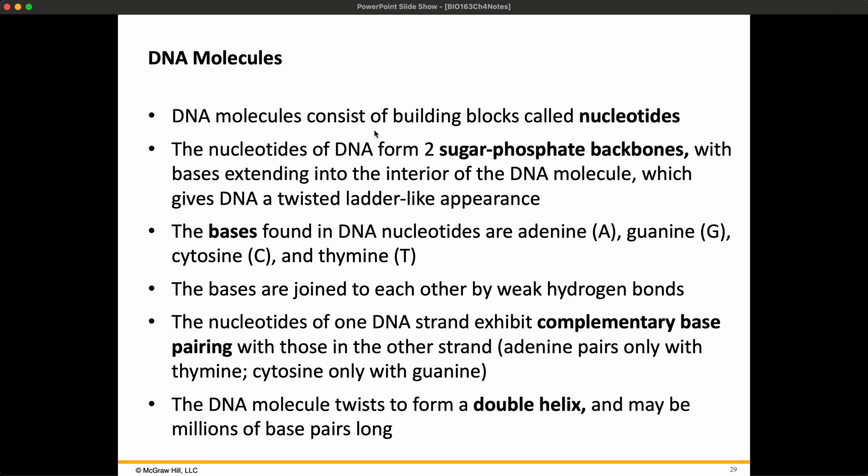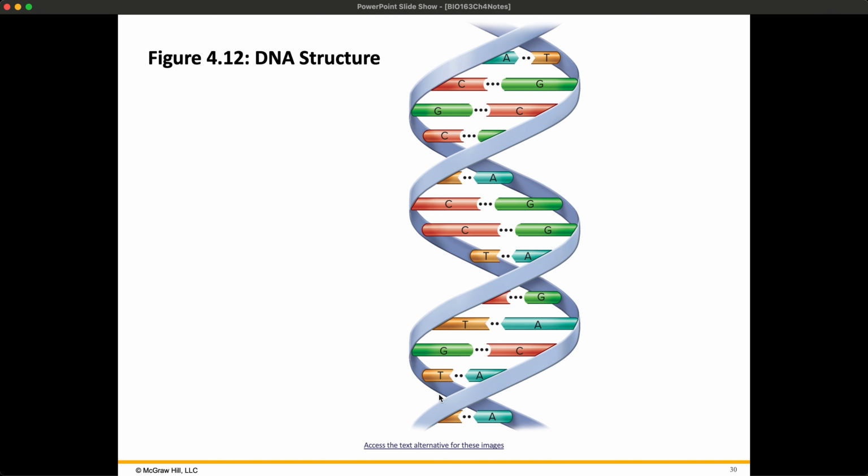So DNA consists of building blocks called nucleotides. So the monomer of a DNA molecule, of a DNA polymer, is your nucleotides. They form two sugar phosphate backbones with the bases pointing to the inside. And then it twists. It has that helix shape to it. I'm going to jump ahead just one slide so you can see that.